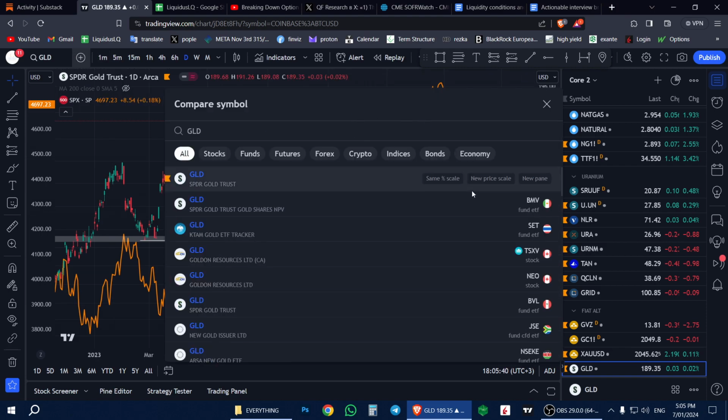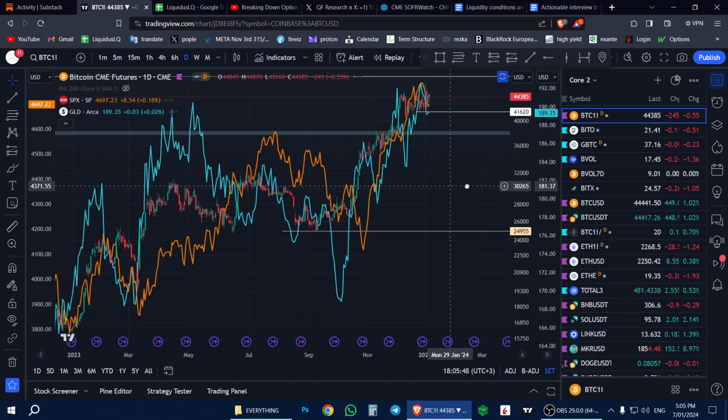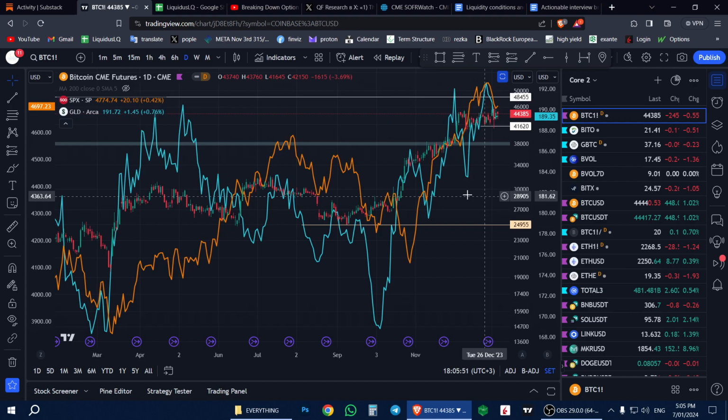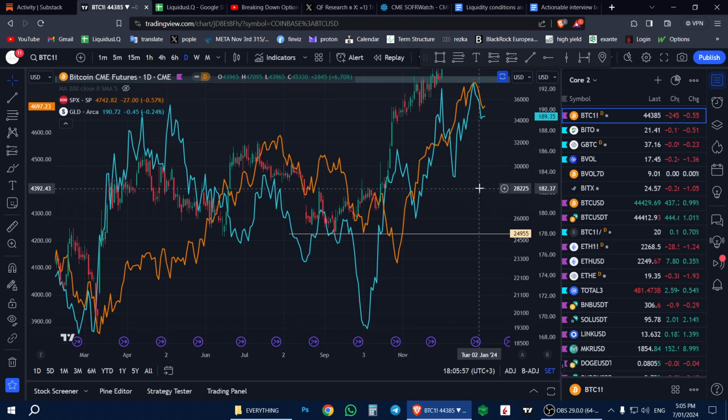I need to put the GLD on top, and I need to add BTC. Look at the Bitcoin. The correlation is very, very tight. But if you look, I hope you can see this. Right now, right here, Bitcoin has shifted into the positive trend territory, right here on this day, well before the SPX shifted into the trend territory right here, and gold shifted into the trend territory right here.